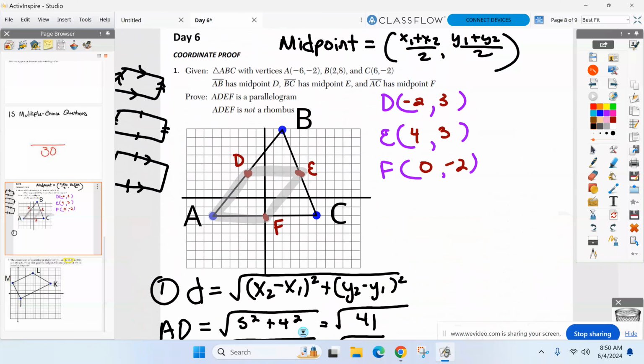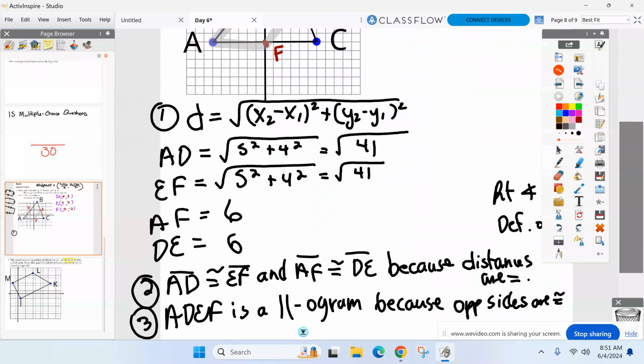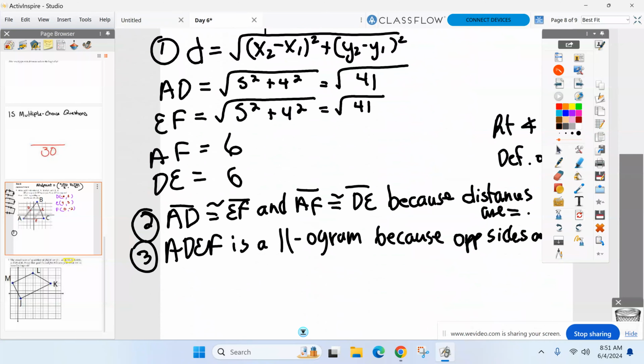Show it's not a rhombus. What's the big property of a rhombus? And if you don't know, you got a packet that's got all your properties in it, a flow chart. What is the big property of a rhombus? All sides congruent. And what did we just do here? We did it already. We don't need to repeat it. If we did using slope instead, my next step would be showing at least two sides are not equal using the distance formula. But work's already done.